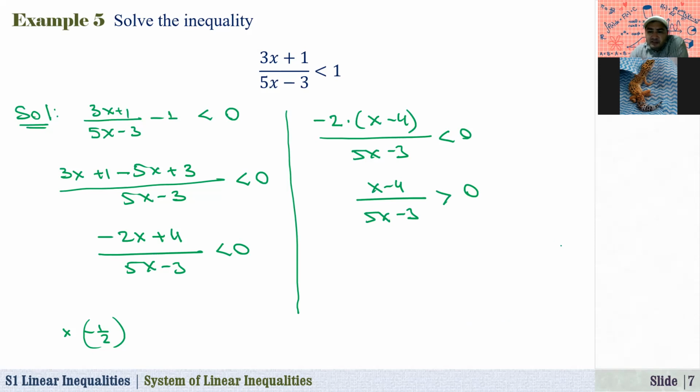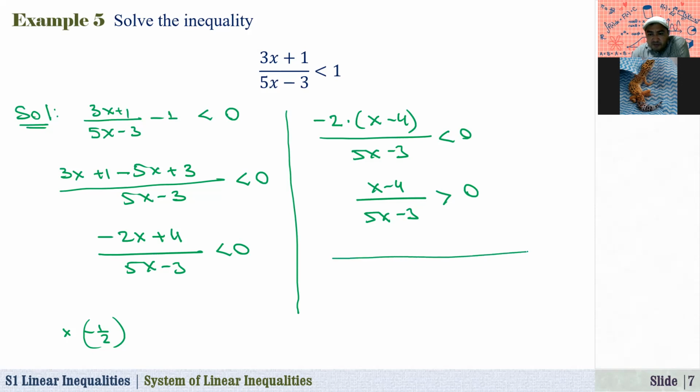how can I solve this? Actually, when is a fraction greater than 0? For a fraction to be greater than 0, its numerator and denominator should have the same sign, right? So that means x minus 4 and 5x minus 3 should both be negative, or both should be positive, okay?